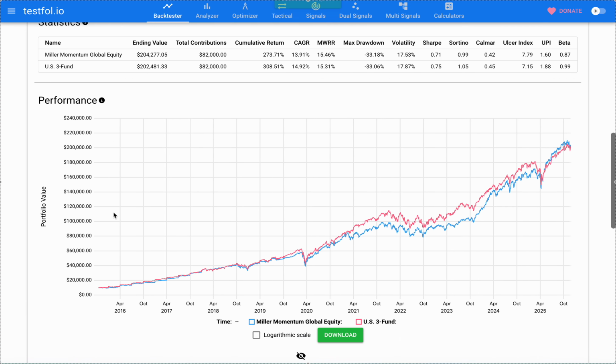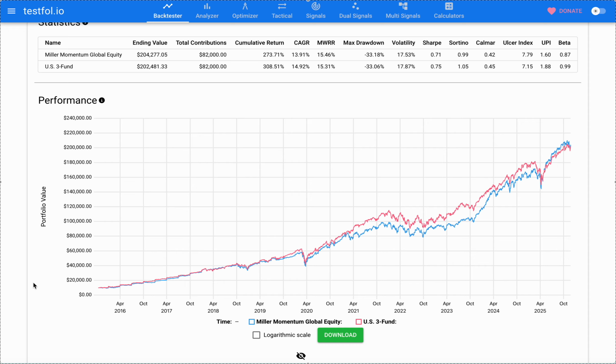Once again, we are neck and neck, but the Miller Momentum Global Equity Strategy is slightly ahead of that US 3 fund by about $2,000. The money weighted return is 15.46% to 15.31%. The max drawdown is just a hair worse than the US 3 fund, but again, it's just negative 33% pretty much. And the volatility is slightly improved for Miller Momentum Global Equity.